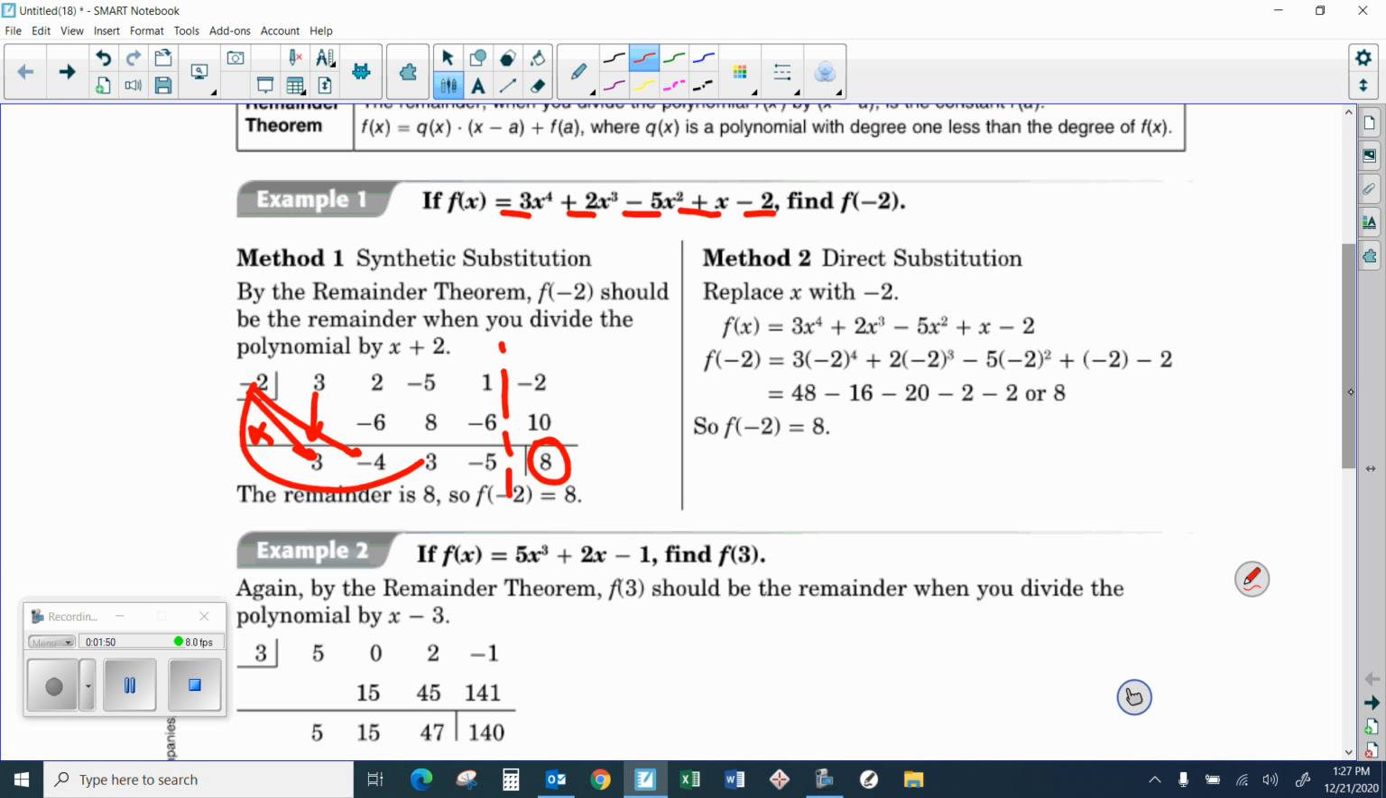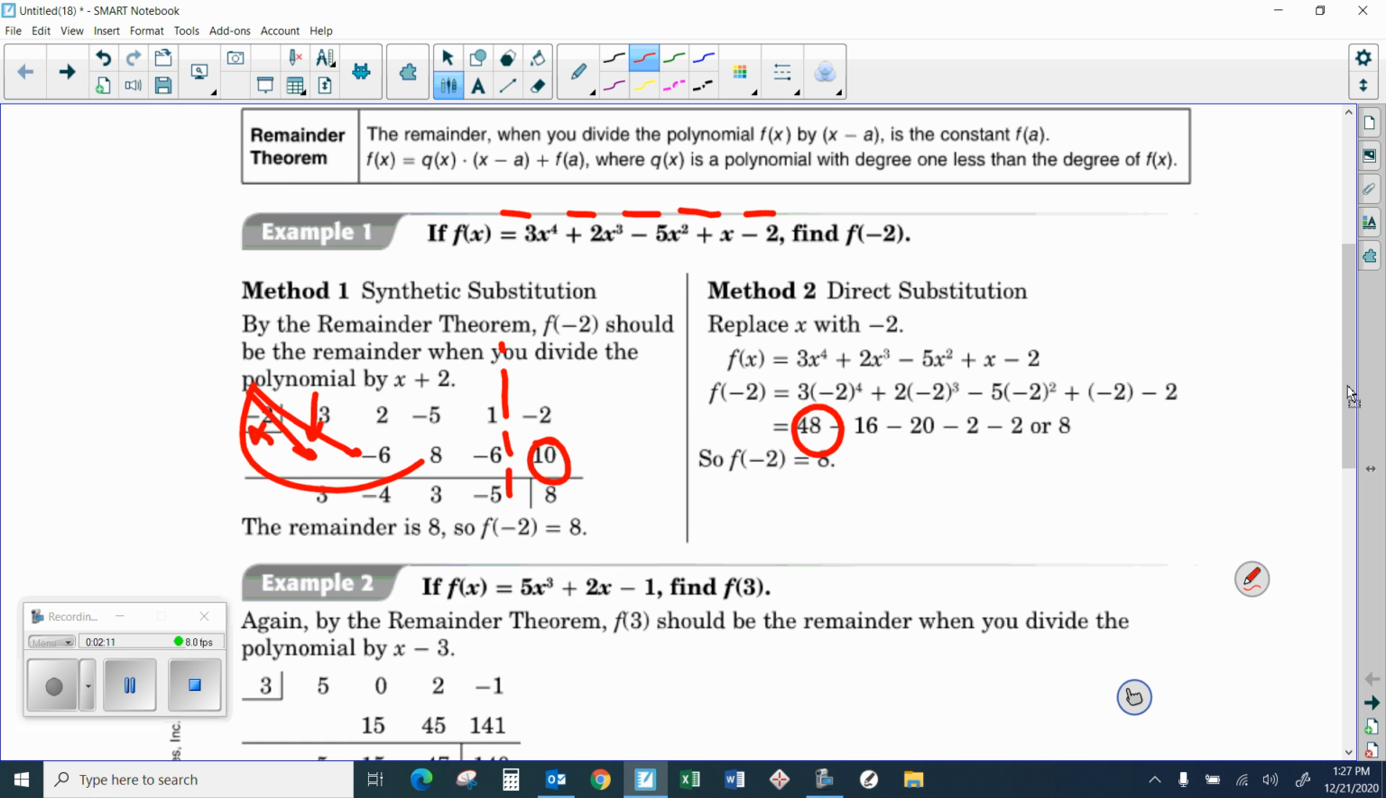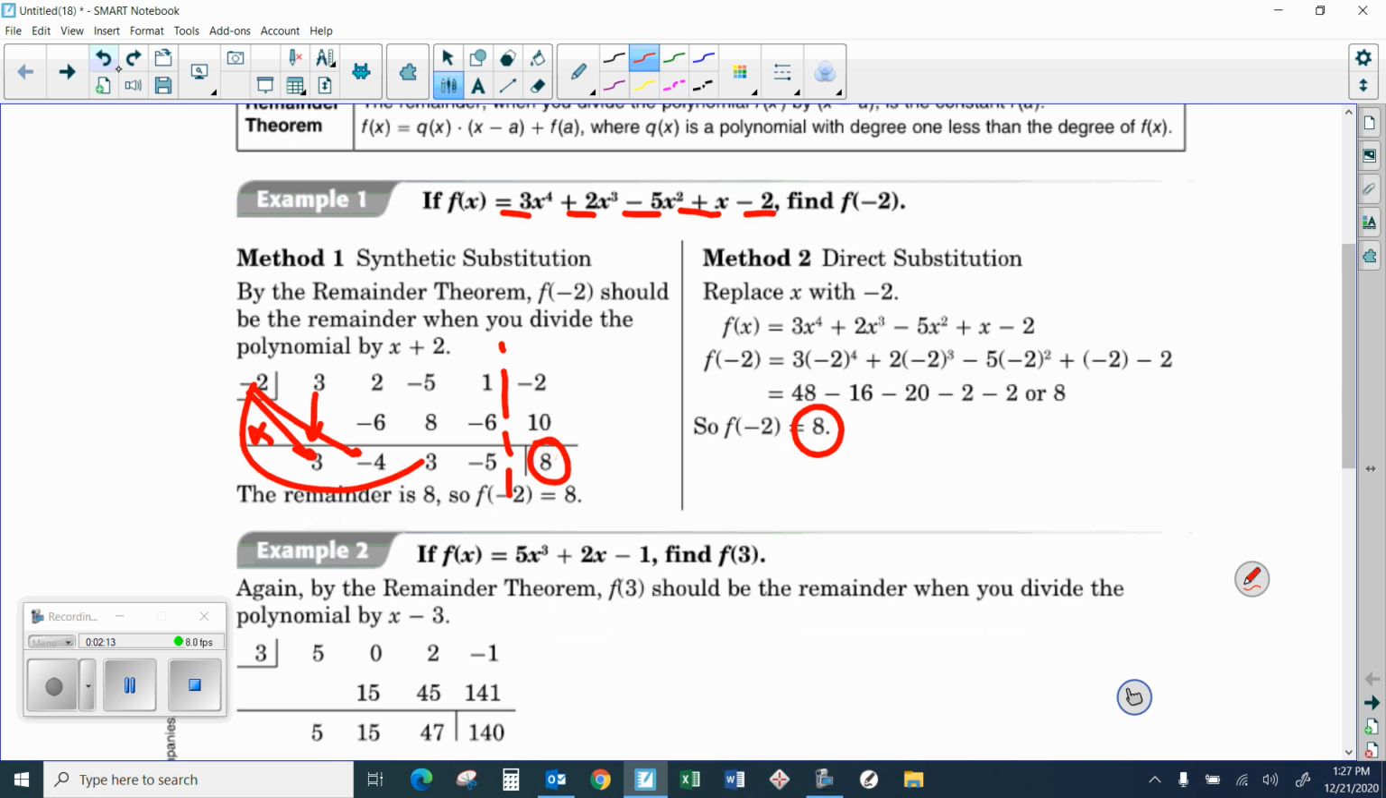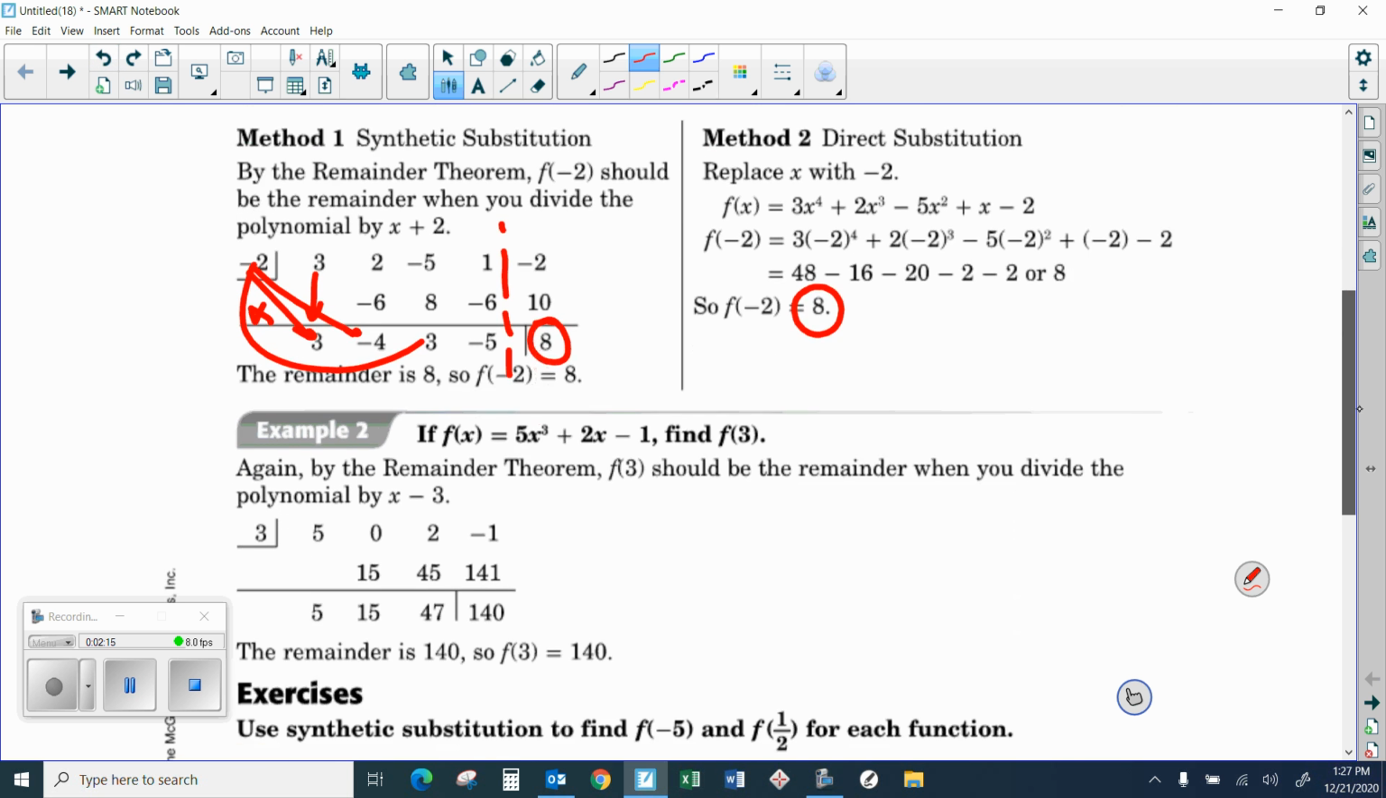Okay? So that's what you'd get if you plug -2 into that polynomial, into all the x's, and simplify it, you'd get 8. Method 2 is direct substitution. That's what I was just talking about. If you directly substitute it in there, you get all that and you get the 8. Okay? Our whole point here is for you to practice synthetic division.